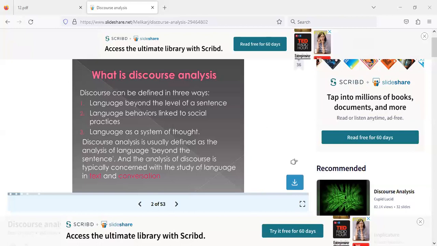Right. So it's not merely a sentence that we analyze here, as students studying discourse analysis. Now, for an example, let me start with this. You listen and tell me whether you could grasp any meaning related to this, right?